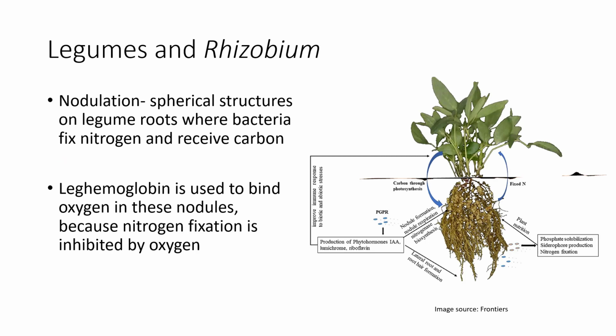Legumes have an especially intimate connection with rhizobium bacteria. They form these nodules where bacteria fix nitrogen and receive a payment in terms of carbon. These nodules have something called leghemoglobin. It's used to bind oxygen because nitrogen fixation is inhibited by oxygen. And if you heard hemoglobin and thought that sounds like blood, well, yes, leghemoglobin is pink. And hemoglobin binds oxygen just like leghemoglobin does. The leg is for legume.